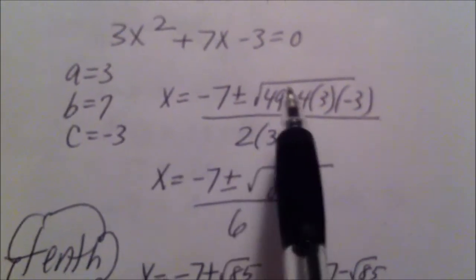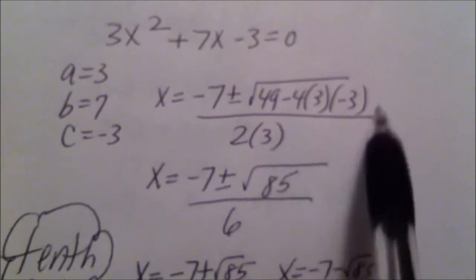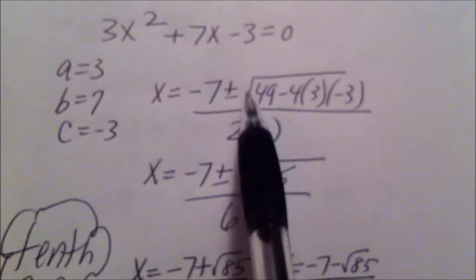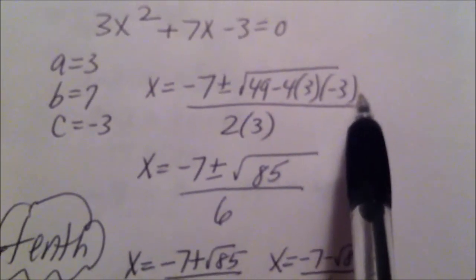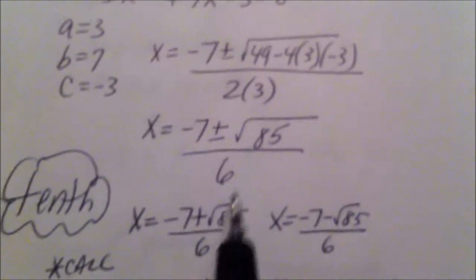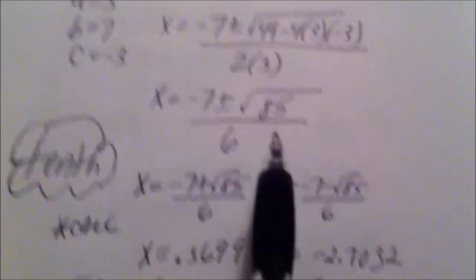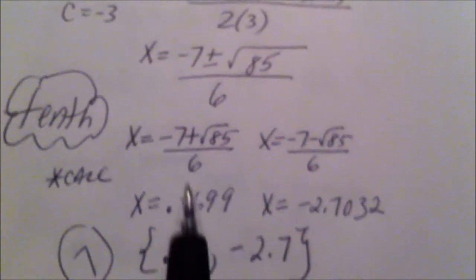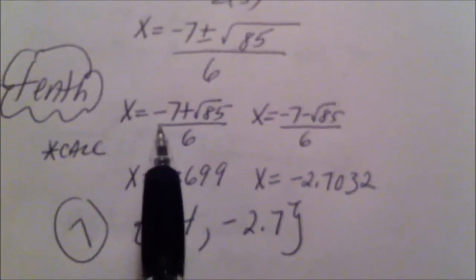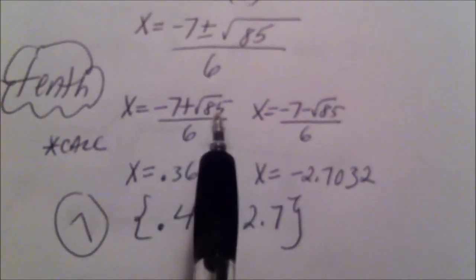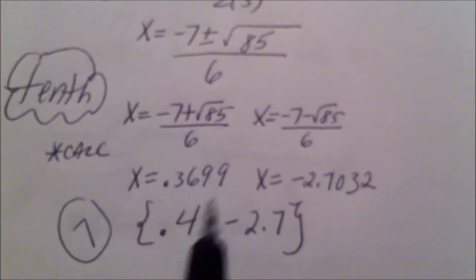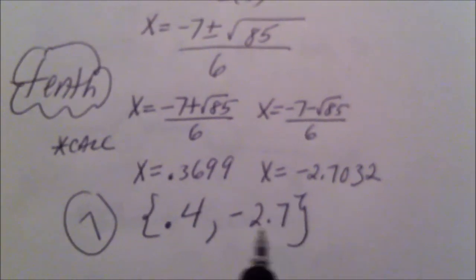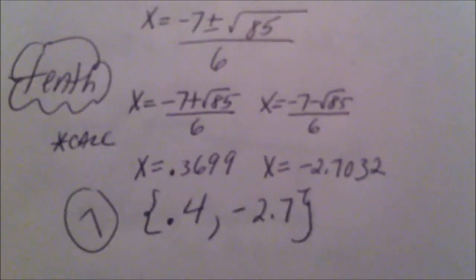When you do that b squared, square it yourself. When you're putting this into the calculator, don't put the radical in. Put this whole thing in, the discriminant, in one shot. When you get your 85 here, what you want to do is break it up. This becomes just a calculator question. That fraction feature is very useful here. Type this in, round to the nearest tenth to get 0.4. Type this in, round to the nearest tenth to get -2.7.